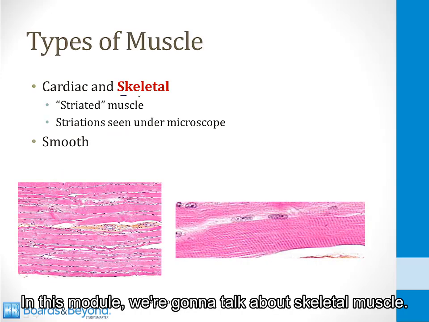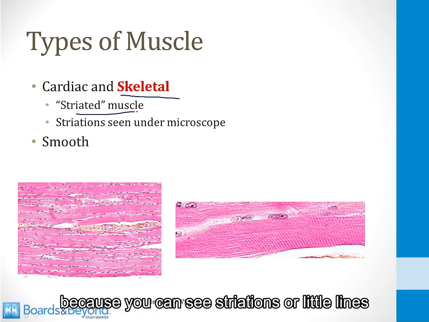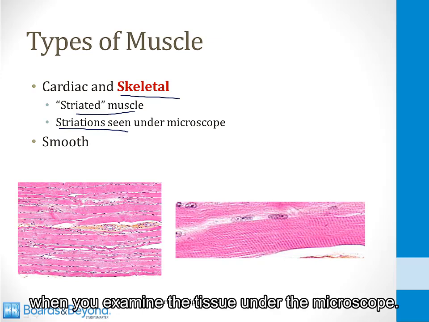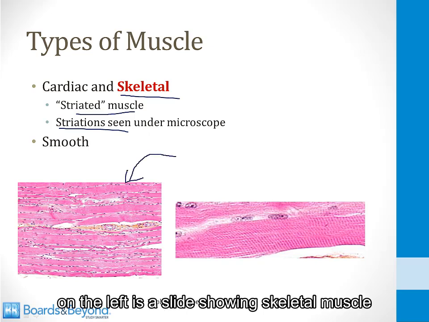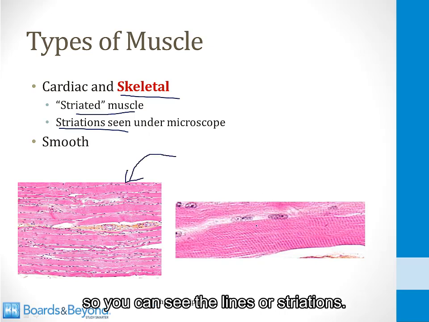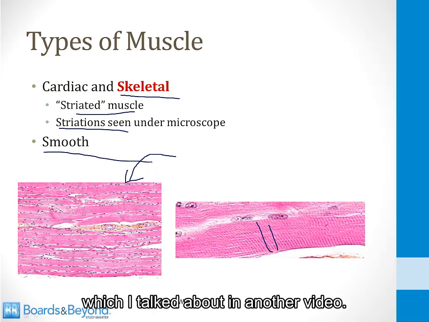In this module we're going to talk about skeletal muscle. Cardiac and skeletal muscle are considered striated muscle, and the reason they're called striated is because you can see striations, or little lines, when you examine the tissue under the microscope. For example, on the screen here on the left is a slide showing skeletal muscle, and I've zoomed in on the right so you can see the lines or striations. This is in contrast to smooth muscle, which I talk about in another video. Smooth muscle is not striated.